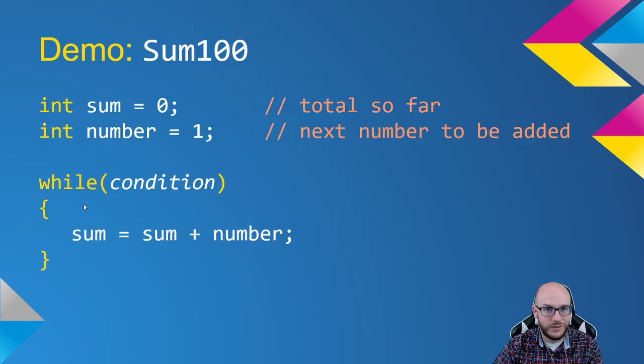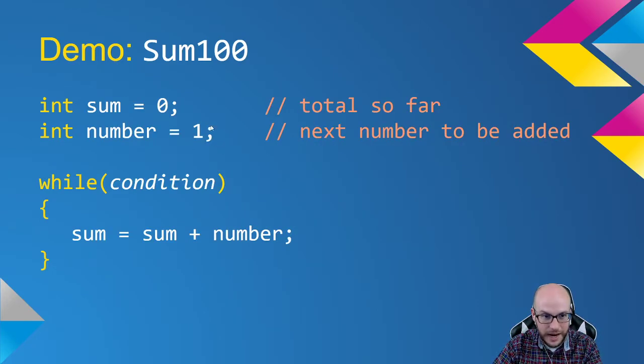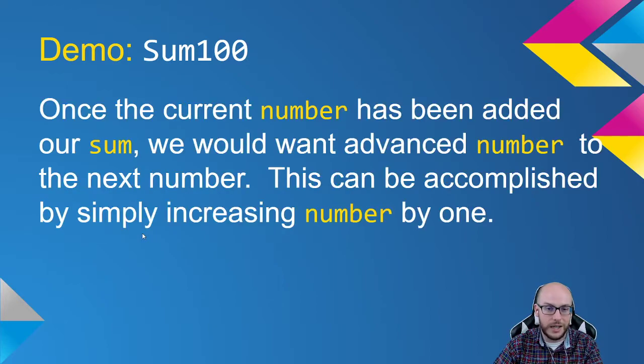A while loop can be used to repeat this process. With each iteration, every time I execute this body, I'm going to update sum to be what it was plus the next number. Once the current number has been added to our sum, we need to advance number to the next number so that we're adding 1 and then 2 and then 3, right? I don't want to keep adding 1. So after I add 1 to my sum, I need it to be 2 for the next time that we do this. So this can be accomplished by simply increasing our number by 1.